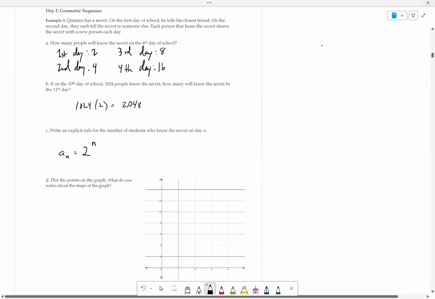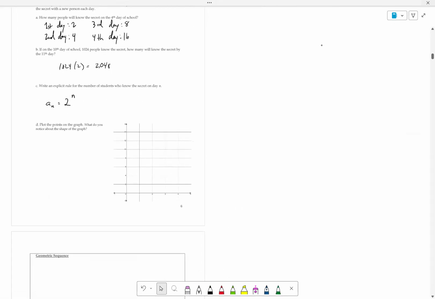Is this what you were thinking already? It's just repeated multiplication of 2. So that's 2 to however many times it's multiplied by. Go ahead and graph this if you haven't already.